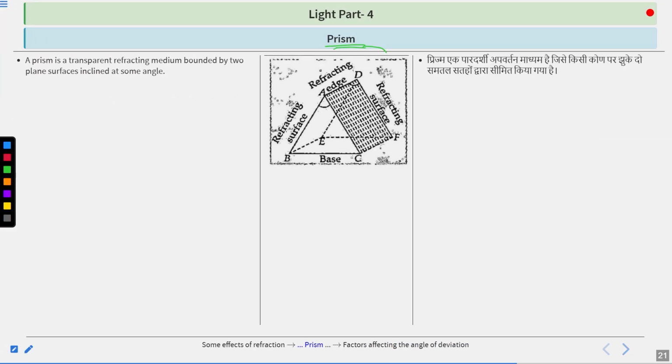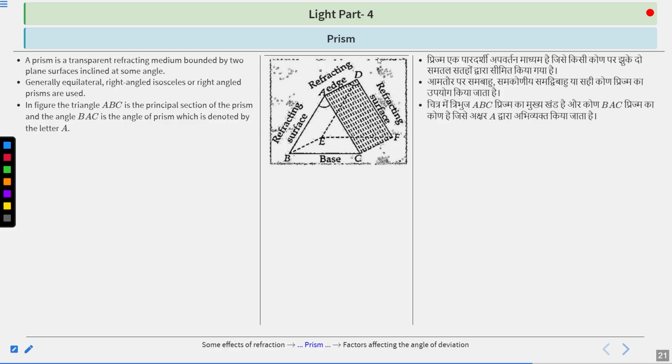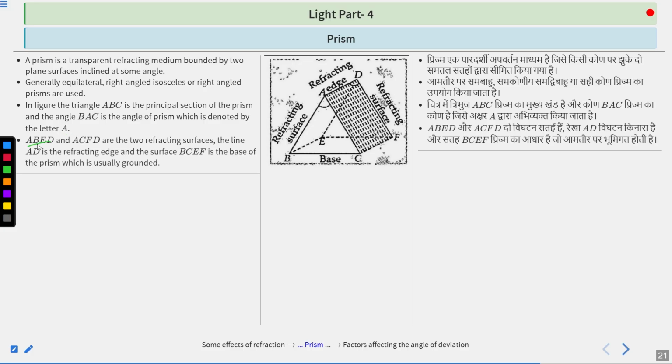Now the prism. The prism is a transparent refracting medium bounded by two plane surfaces inclined at some angle. Generally equilateral, right angle isosceles or right angle prisms are used. In the figure, the triangle ABC is the principal section of the prism, and the angle BAC is the angle of prism, which is denoted by the letter A. ABED and ACFD are the two refracting surfaces. The line AD is the refracting edge and the surface BCEF is the base of the prism, which is usually grounded.